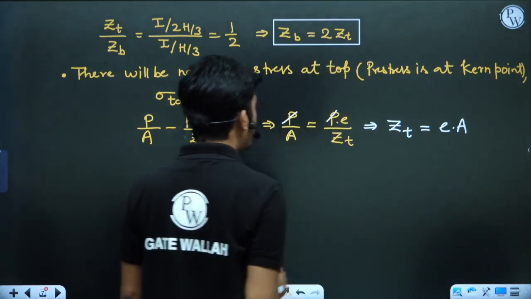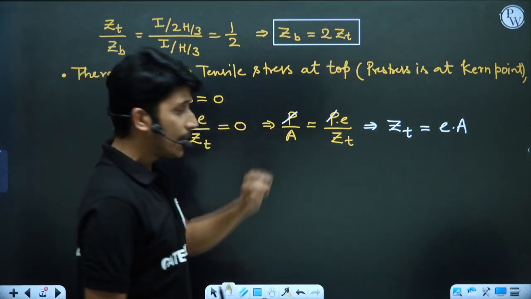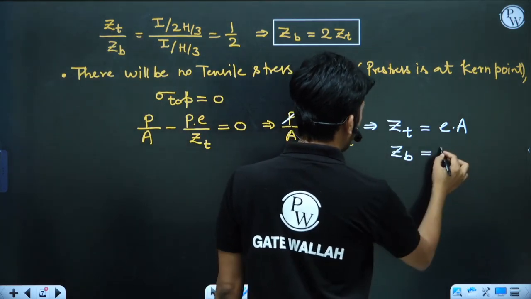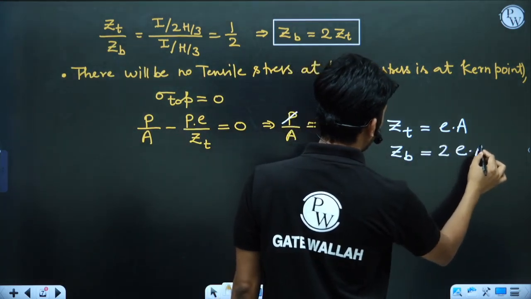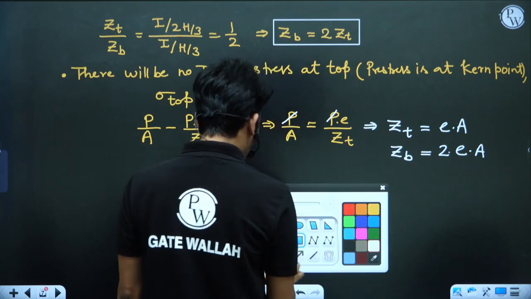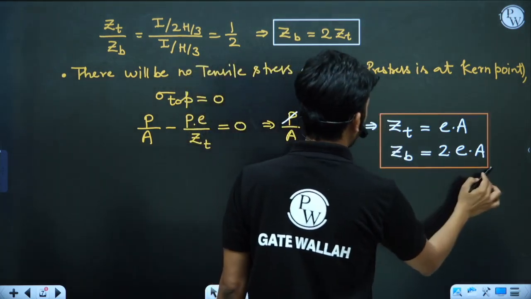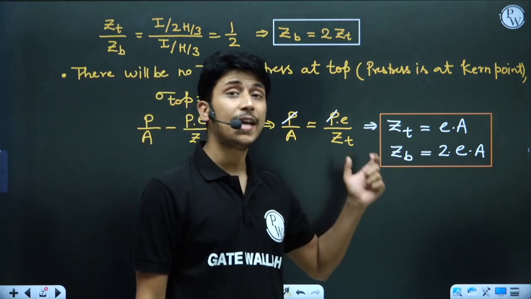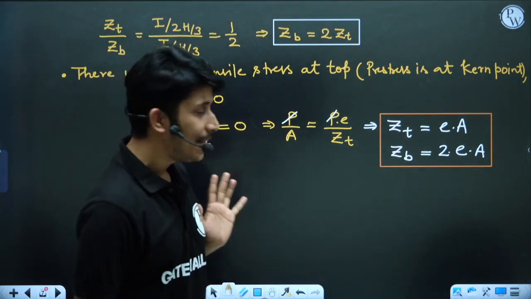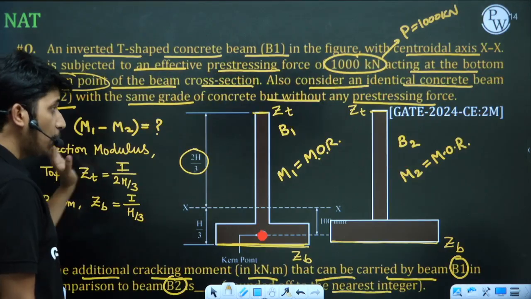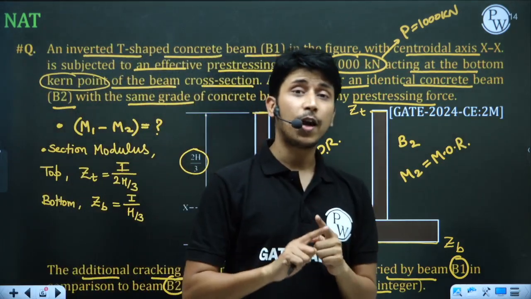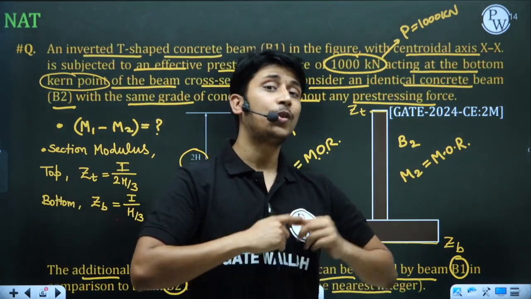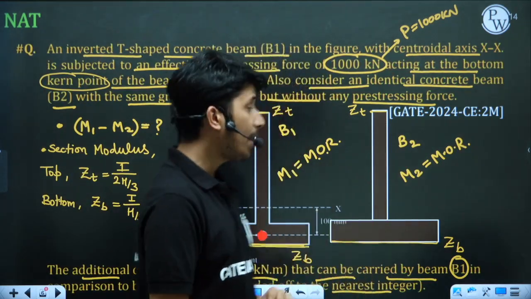So if ZT is E into A, ZB is 2ZT. So Z bottom, the bottom section modulus, will be 2 into EA. This is the equation of your section modulus in terms of E and A. Now you can easily calculate the value of M1 and M2. So this question was lengthy. First of all, you have to calculate ZT and ZB with respect to E and A, and then we can calculate M1 and M2.